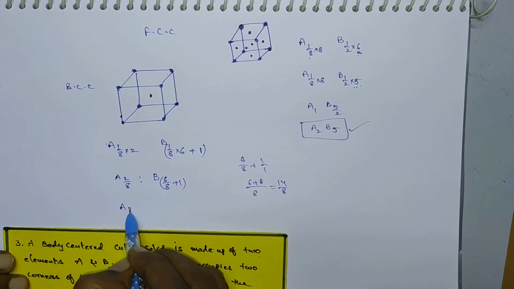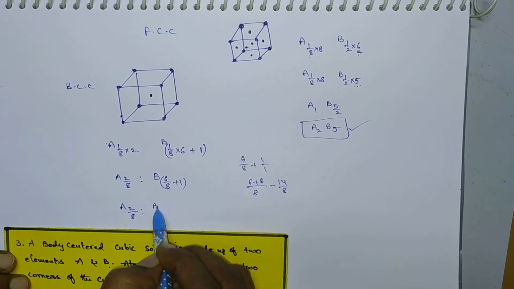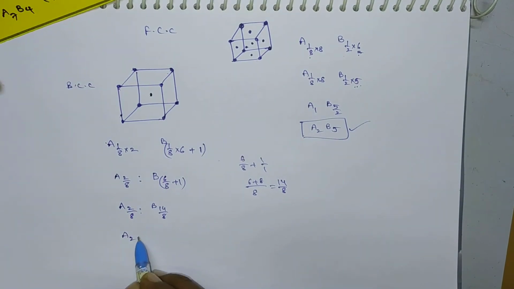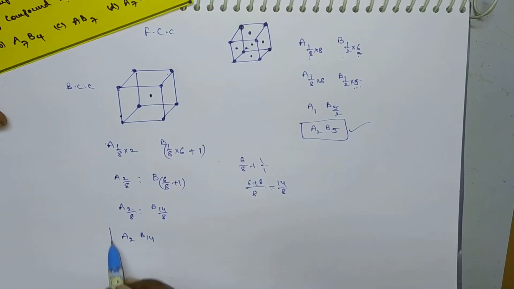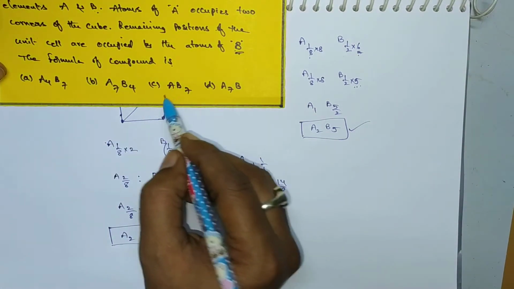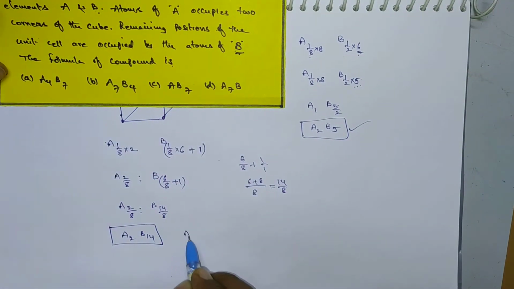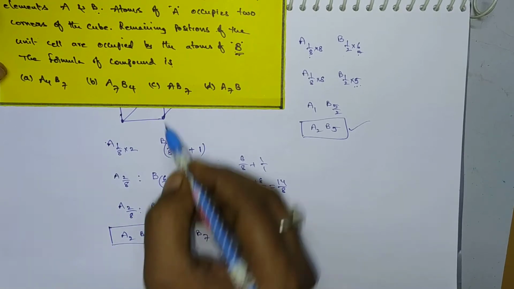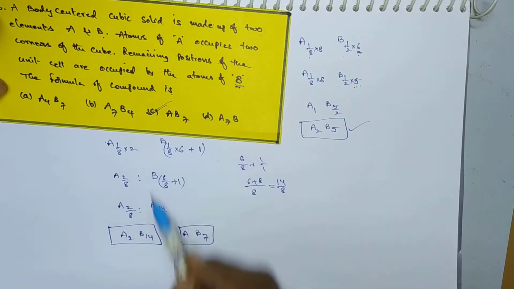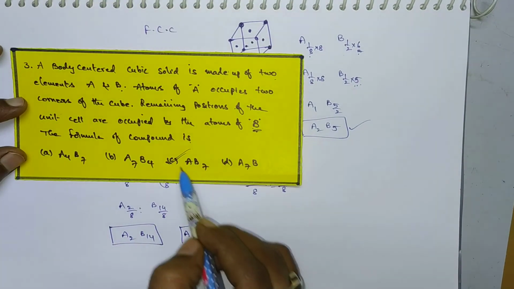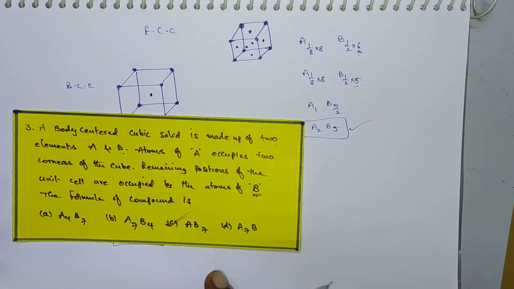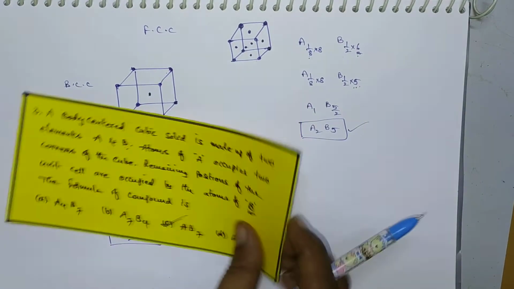So A contribution 2/8 is to B contribution 14/8. That means the formula of the molecule is A2B14. By taking the ratio, we get AB7, so this is the correct option, AB7. The correct option is C. AB7 is the molecular formula of this cubic solid. And next one.